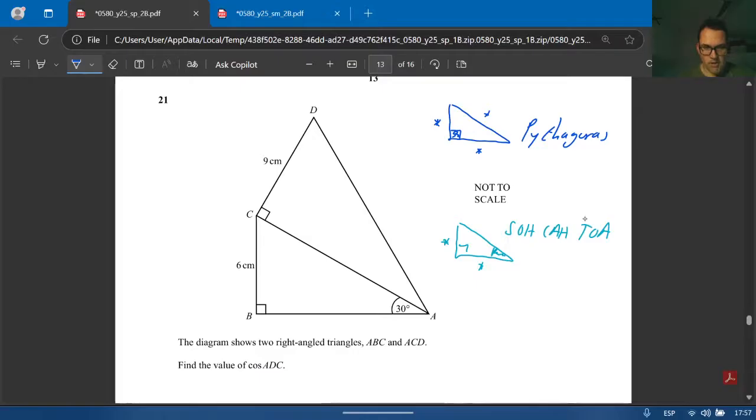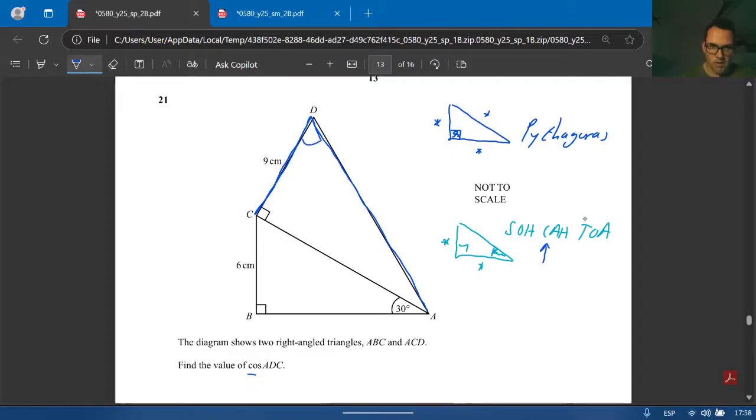So it shows a right angle triangle. They call it triangle ABC and ACD. Find the value of cos ADC. So we're looking at ADC, which is this side here. Yeah, ADC, right. So they mentioned cos. Where is the cos? There it is in the CAH ratio. So we need the adjacent and the hypotenuse.